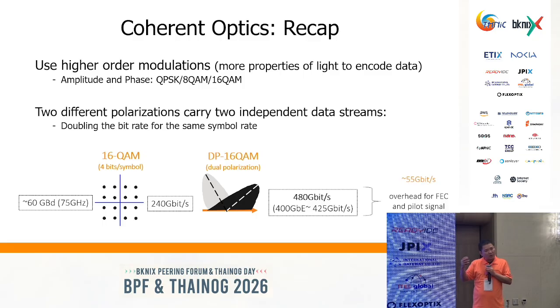16 QAM is one modulation technique where you can encode 4 bits per symbol, which means I can achieve about 240 gigabits. Throw that across 2 polarizations, you can double that to 480 gigabits. But then I just wanted to highlight there is an overhead. There is no such thing as a free lunch.